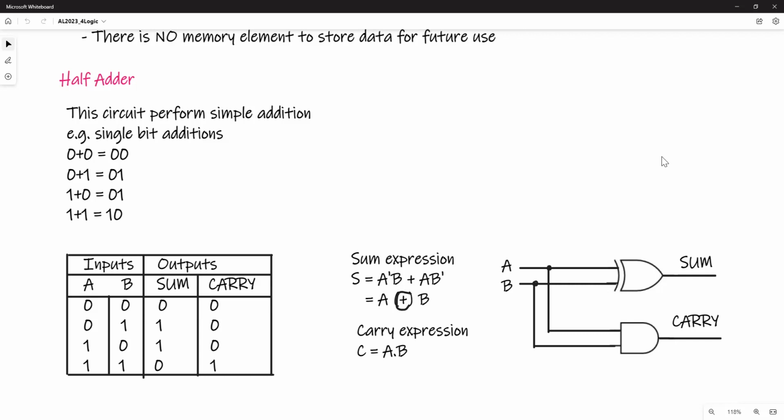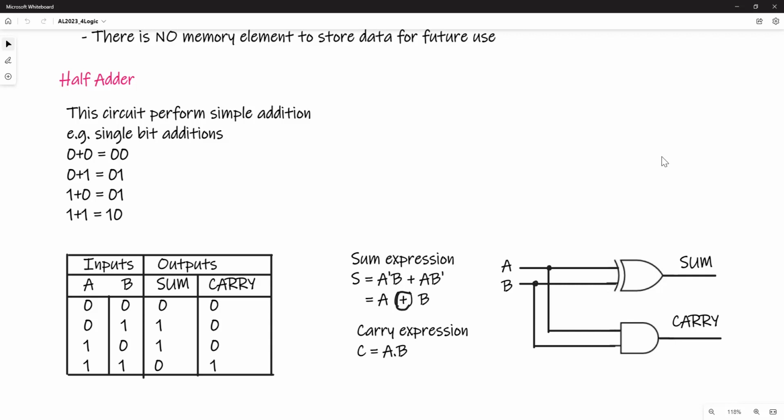When you add 0 and 0, we will get 0; 0 and 1, we will get 1; 1 and 0, we get 1; and 1 and 1, we have 1, 0. So the summation would be the last digit. That means it will be 0, 1, 1, 0. And carry will be 0, 0, 0, 1.